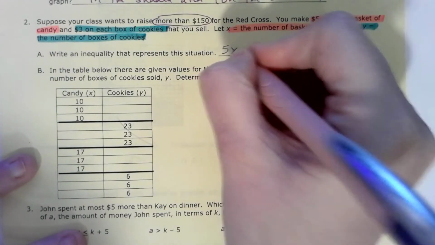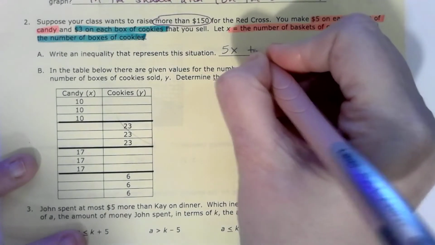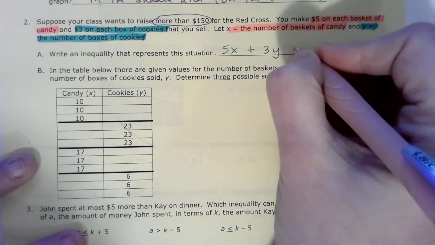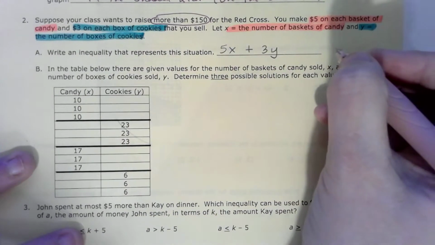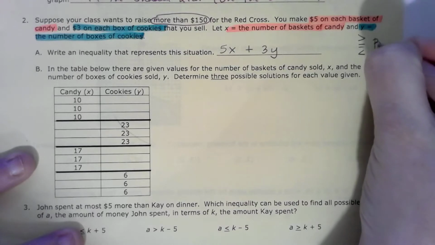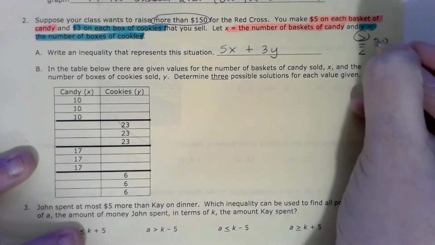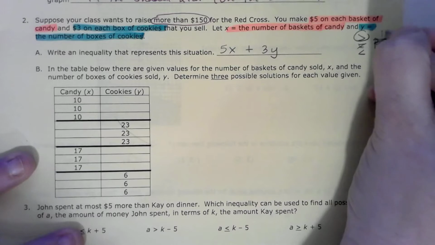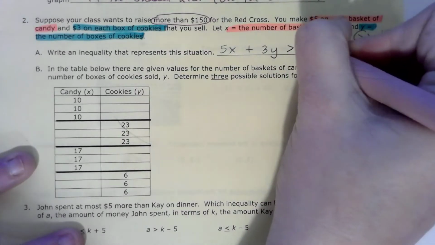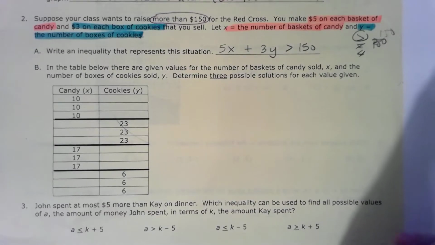I have $5 for each basket of candy, and I have $3 for each box of cookies, and that should be more than 150. So if it's more than 150, it's got to be greater than, but it can't be equal. Can't be equal, it can't be less than. So greater than 150. Okay.